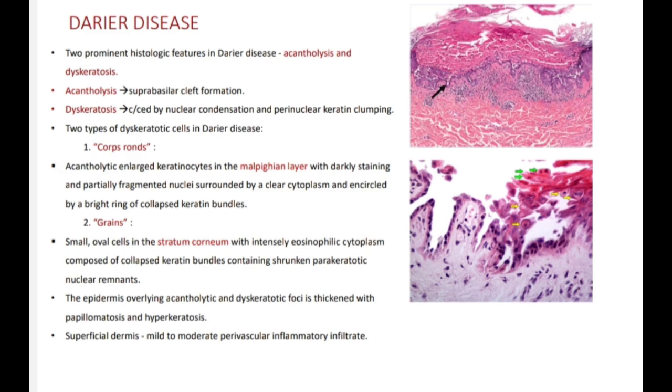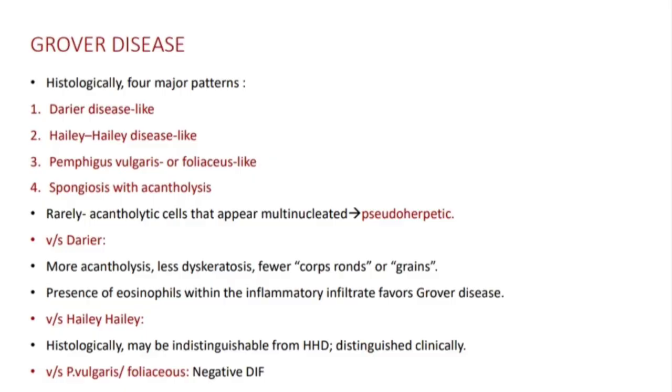Next is Grover disease. Grover disease is a histopathological differential diagnosis of both Hailey-Hailey and Darier disease. It is also called transient acantholytic dermatosis. Histologically, four major patterns are seen: Darier disease like, Hailey-Hailey disease like, pemphigus vulgaris or foliaceus like, and spongiosis with acantholysis. Rarely, acantholytic cells that appear multinucleated may be seen, which is called the pseudoherpetic variant.